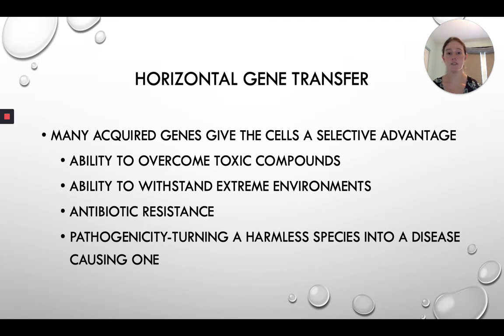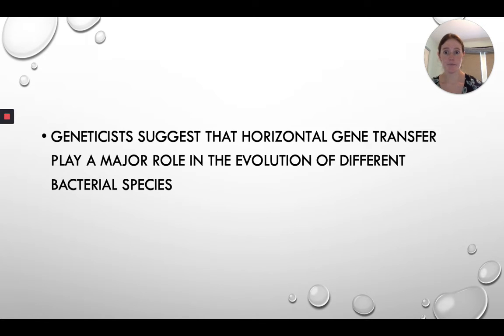Horizontal gene transfer is going to come with a couple advantages. It has the ability to overcome toxic compounds, the ability to withstand extreme environments, antibiotic resistance, and it can turn things into a pathogen, which means you're going to take one species that was completely harmless, we could have come in contact with it 1,000 times over, nothing would have happened, and then suddenly, bam, now it causes an infectious disease. Geneticists are suggesting that horizontal gene transfer plays a major role in the evolution of different bacterial species.